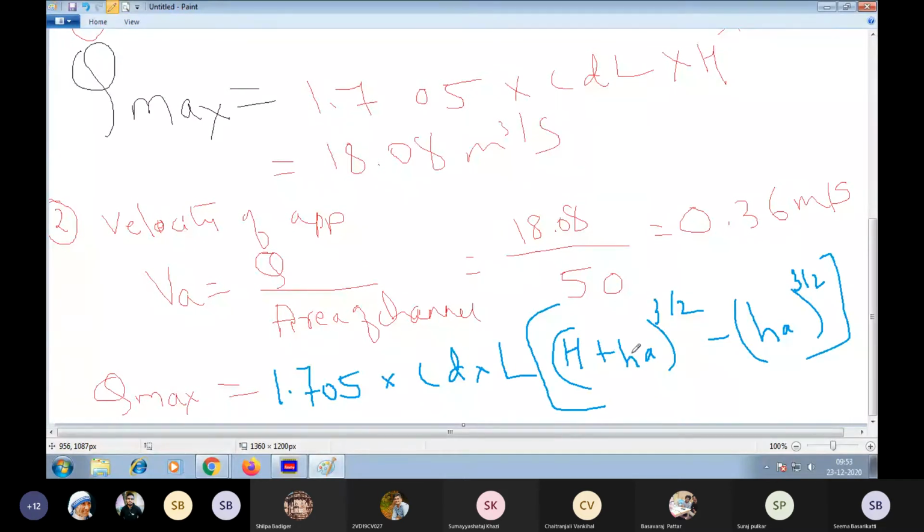How are you going to calculate HA? VA square by 2G. HA is the additional head due to velocity of approach. It is VA square divided by 2G. Now, what is the value of this additional head? VA we have obtained as 0.36, the whole square divided by 2 into 9.81.